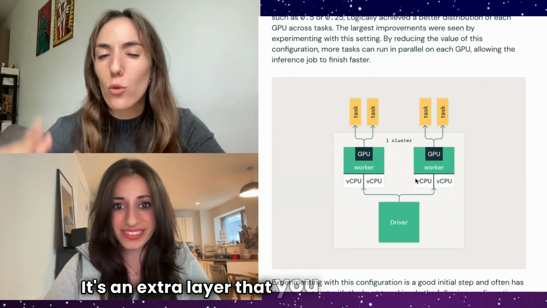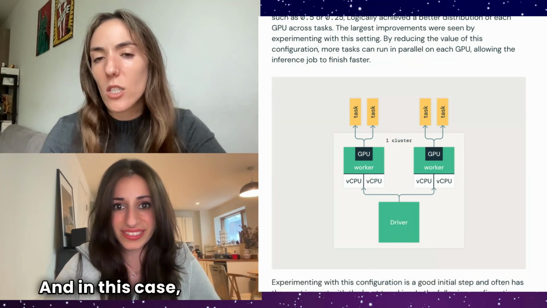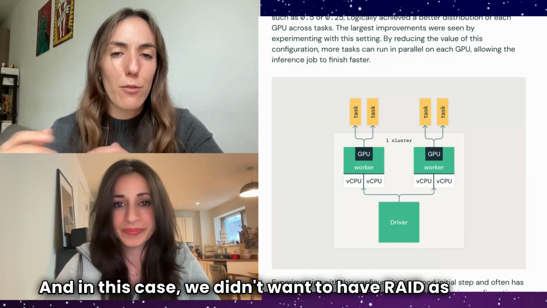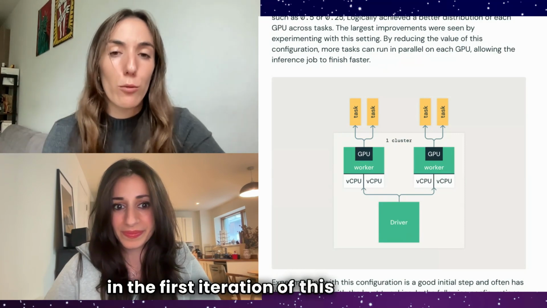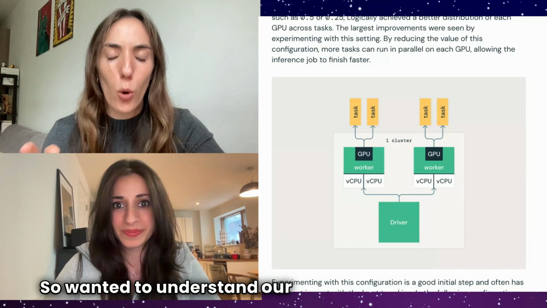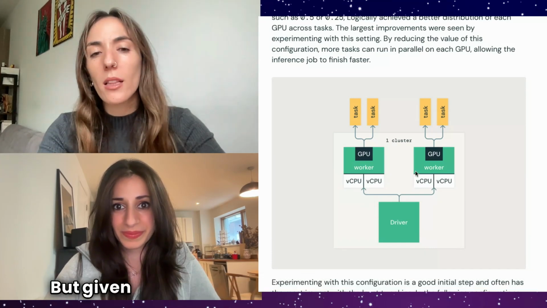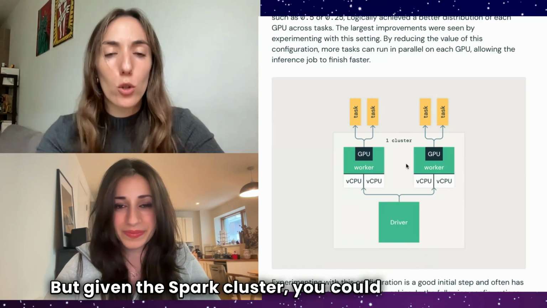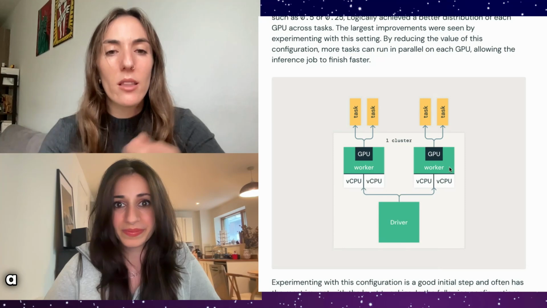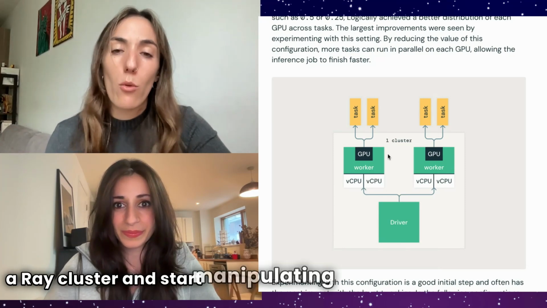It's an extra layer that you have to maintain. And in this case, we didn't want to have Ray in the first iteration of this experiment. So we wanted to understand our compute, our resources, and just work on Spark at this point. But given this Spark cluster, you could create a Ray cluster on top and start manipulating the resources through Ray.